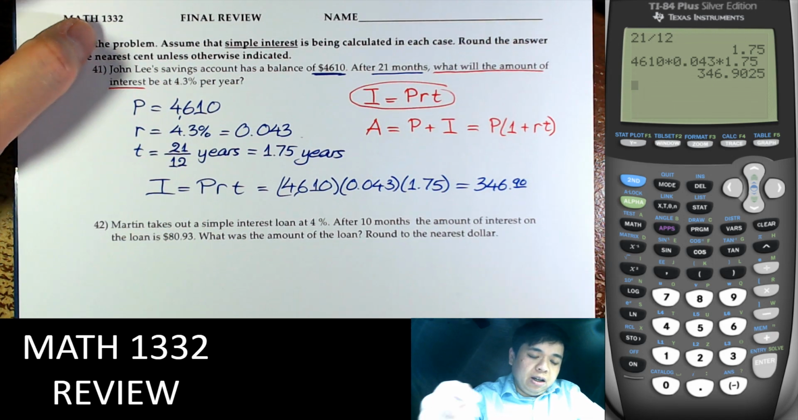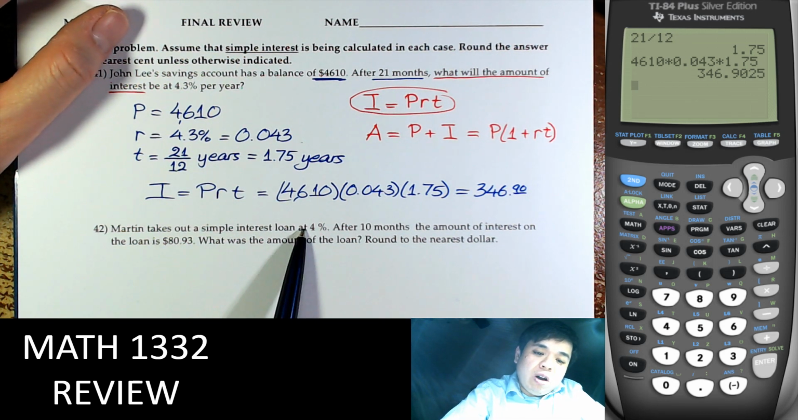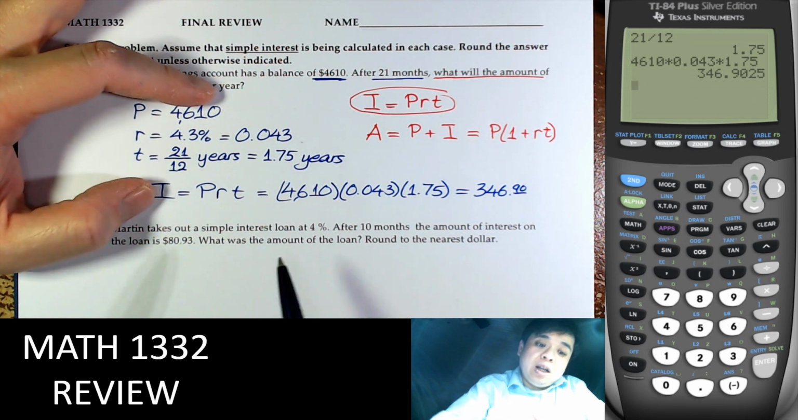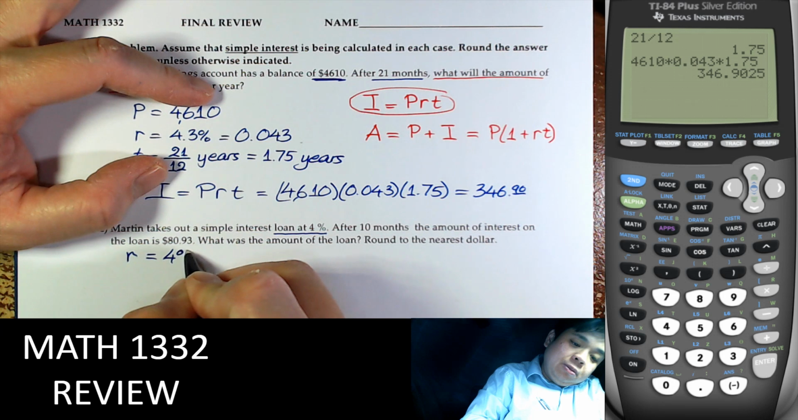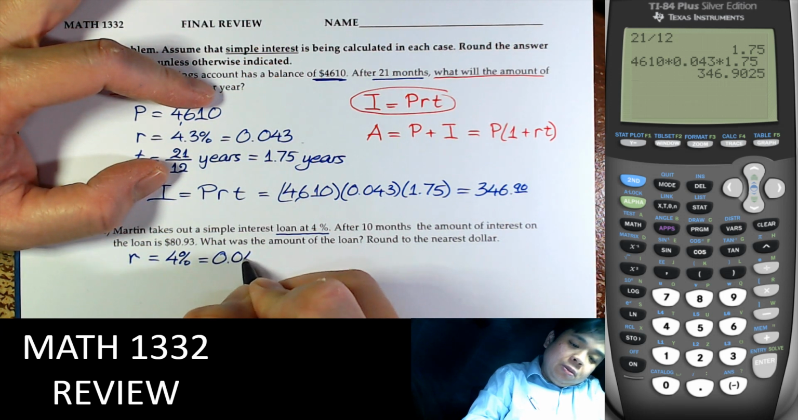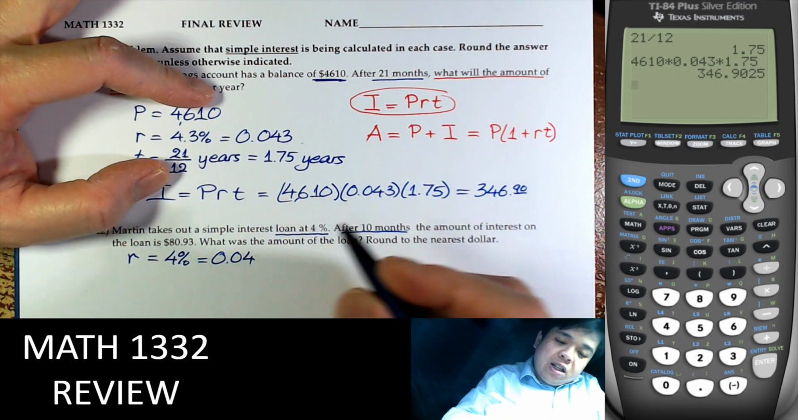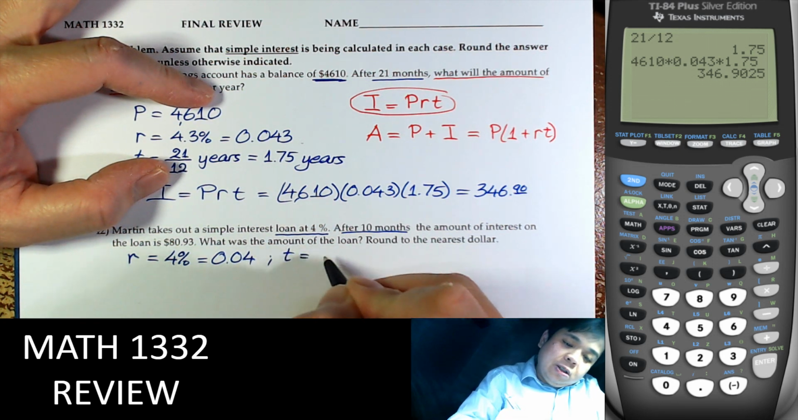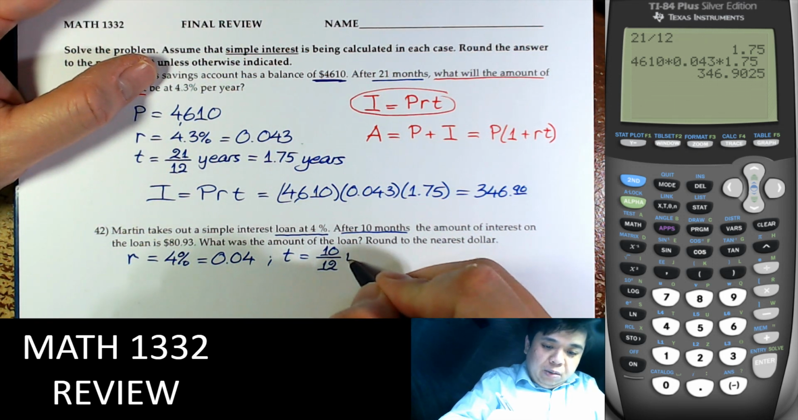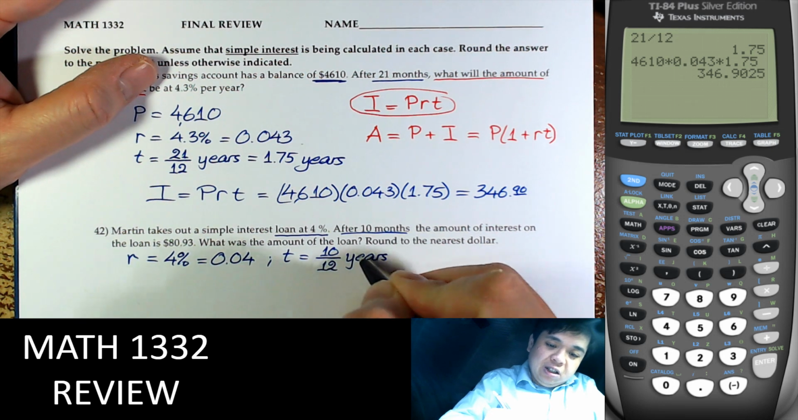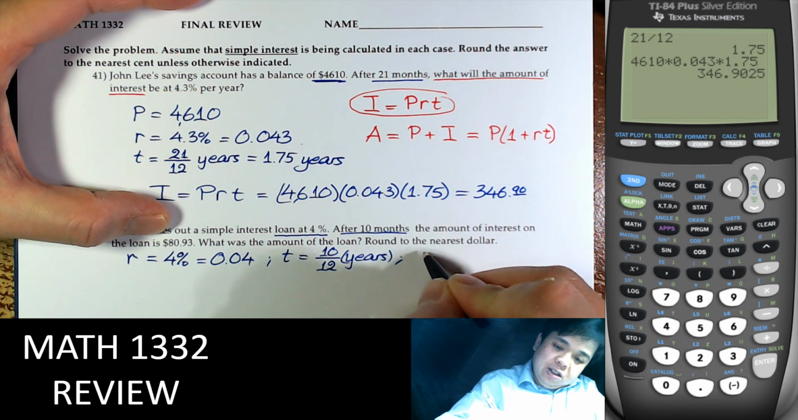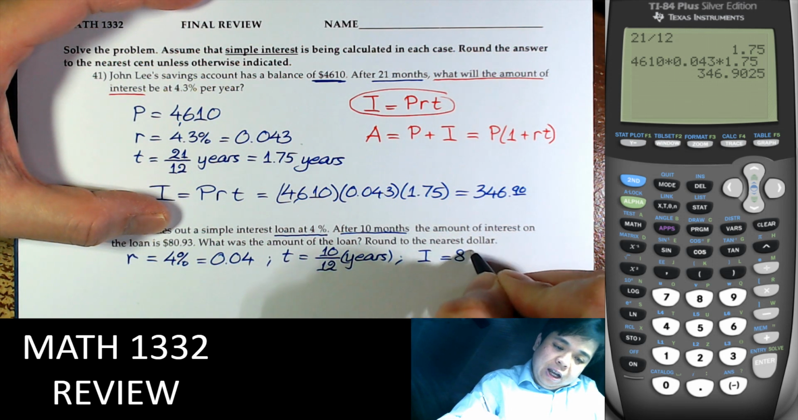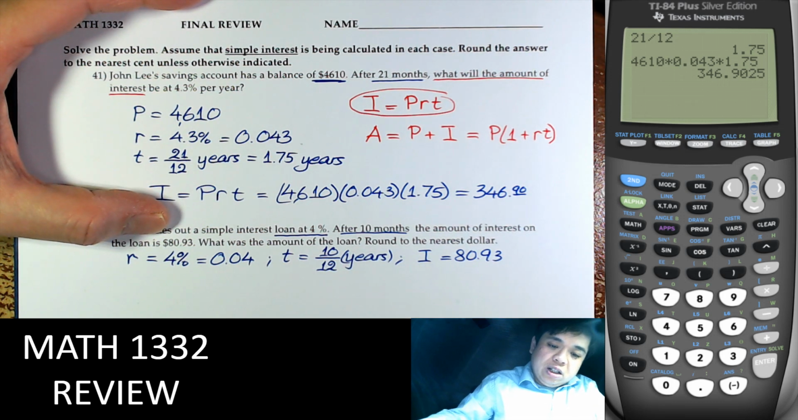Right, next. Martin takes out a simple interest loan. So the first one is the investment. This is a loan, 4% interest. And after 10 months. Remember, t always has to be in terms of years. The amount of interest is 80.93. What is the amount of the loan?